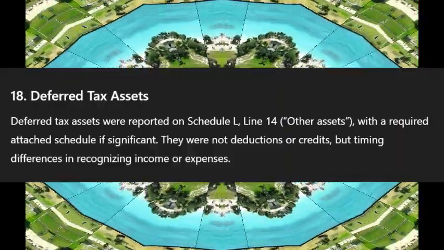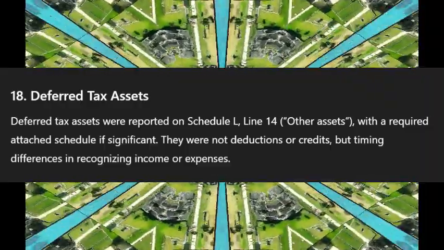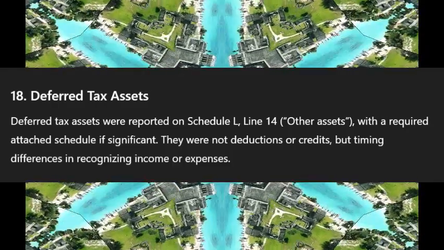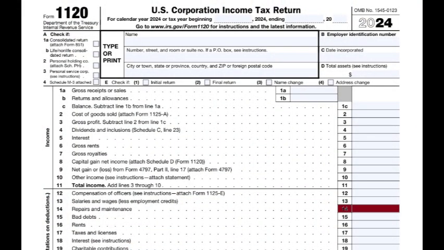Okay, so it's more of a balance sheet thing reflecting a future potential benefit. Exactly. And where does it go on the tax form, if anywhere? If it applies, it's reported on Schedule L, balance sheets, line 14, under other assets. And just like bad debts, you need an attached schedule describing what it is and the amount.